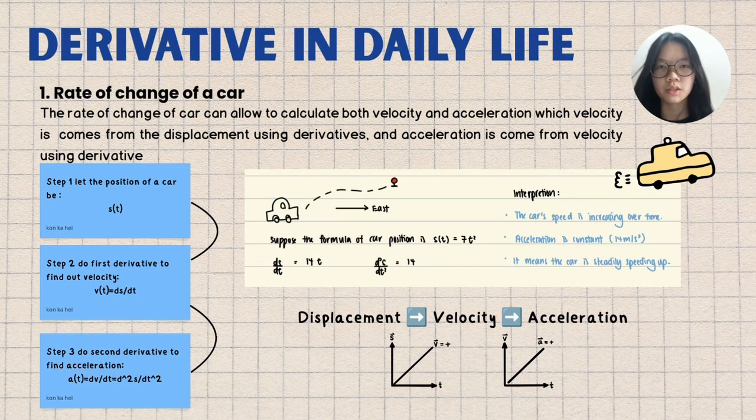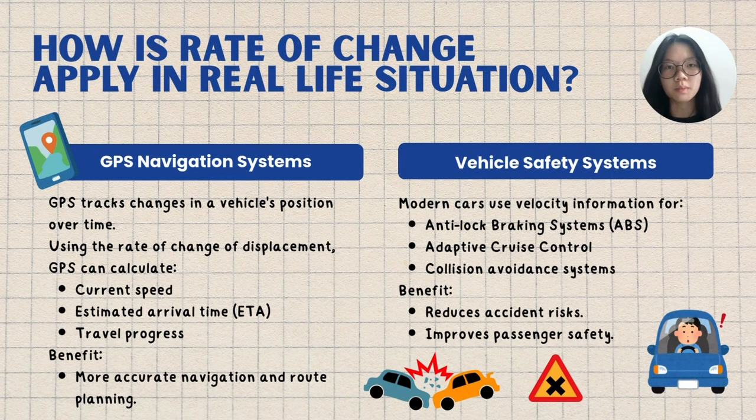For example, if the position of a car changes rapidly, then its velocity is high. If the velocity changes rapidly, then the acceleration is large. This concept is used every day in transportation. Now let's see how this is applied in real life.